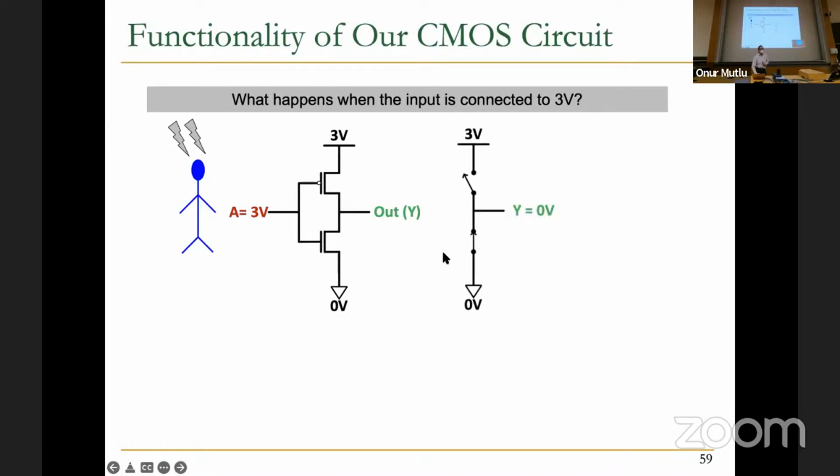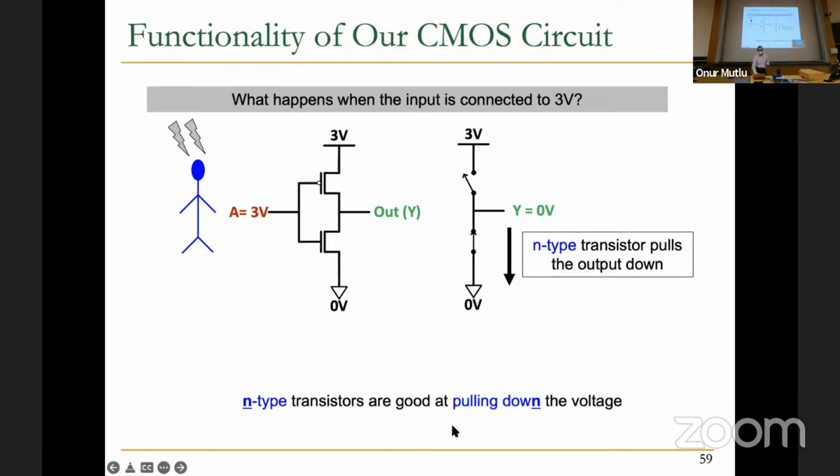Basically, the switches, transistors as switches, look like this. And the N-type transistor right now pulls down the output. Basically, it's connected to 0 volts ground, and it's pulling down the output line over here. Hopefully it makes sense. N-type transistors are good at pulling down the voltage. And you can remember this as N is good at pulling down at the end, right?